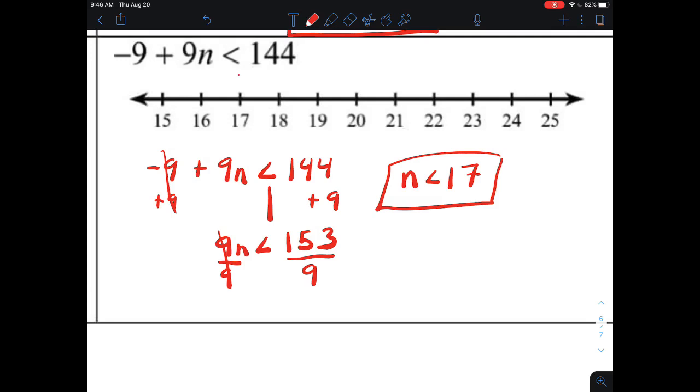So open circle at 17, and n is on the pointed side of the inequality, so we shade towards smaller numbers. So n can be any number smaller than 17.